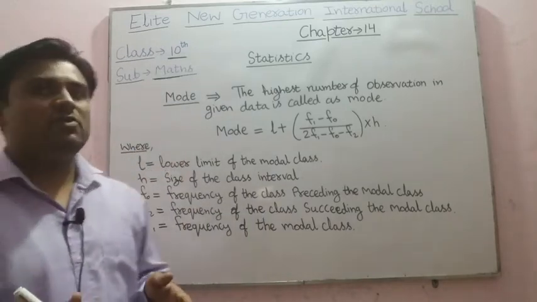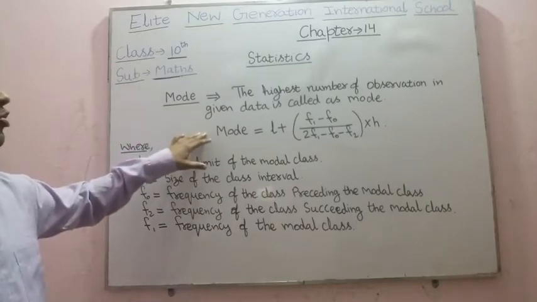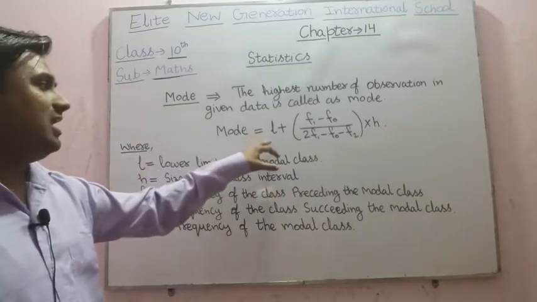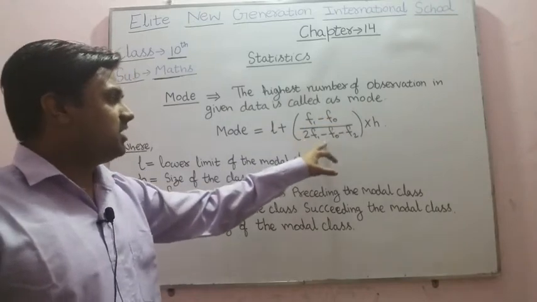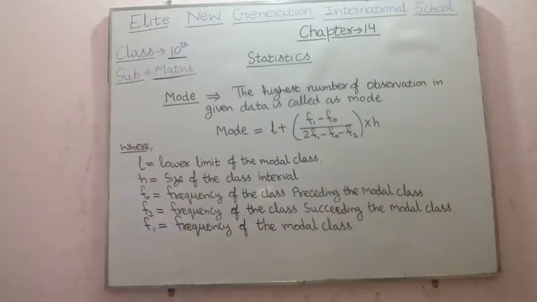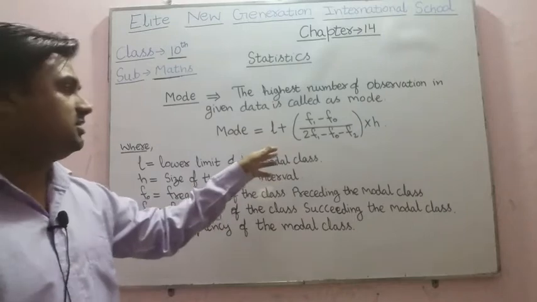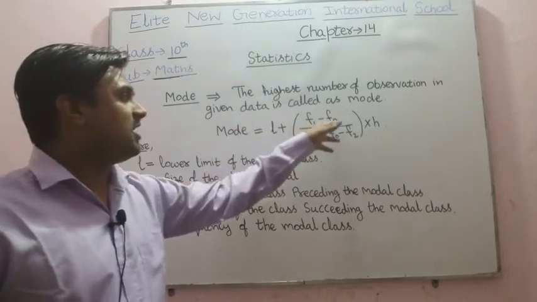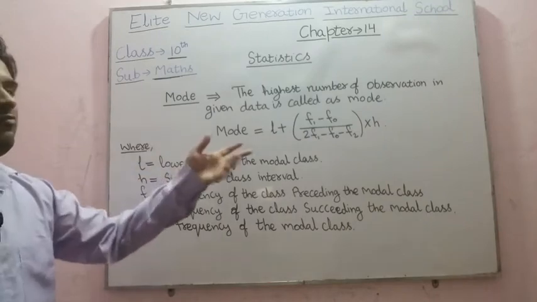Here we will find mode by using this formula. The formula for finding mode equals L plus f1 minus f0 upon 2f1 minus f0 minus f2, into h. Here we have to see what these things are: L, f1, f0, h. L is the lower limit of the modal class.